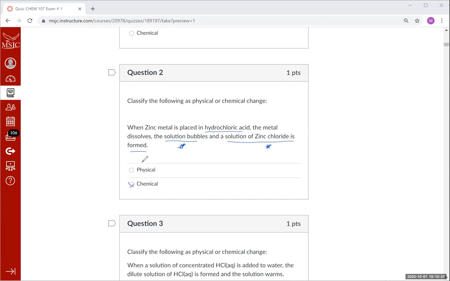Yes. The bubbles also are a key hallmark that we are making a product. Remember, bubbles, generation of gas, is another one of our textbook indicators that we have a chemical reaction or chemical change. Does that make sense? Yes. Perfect. So let's clear this, and let's look at the next problem.